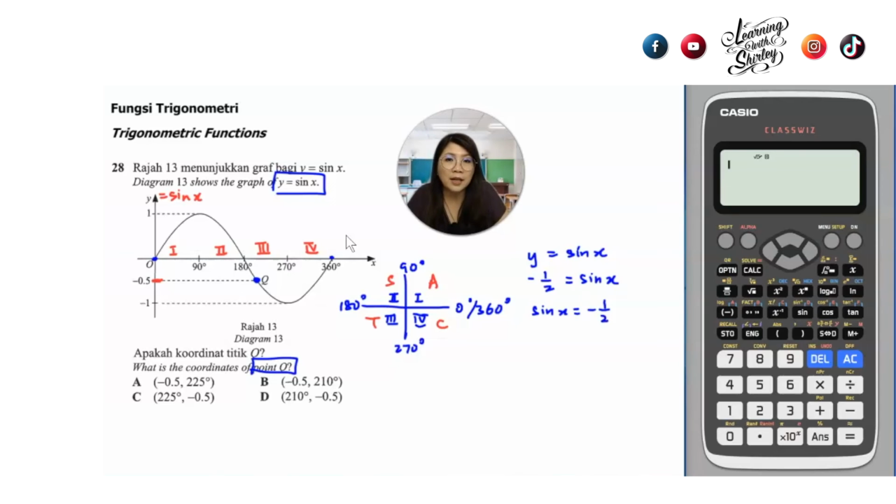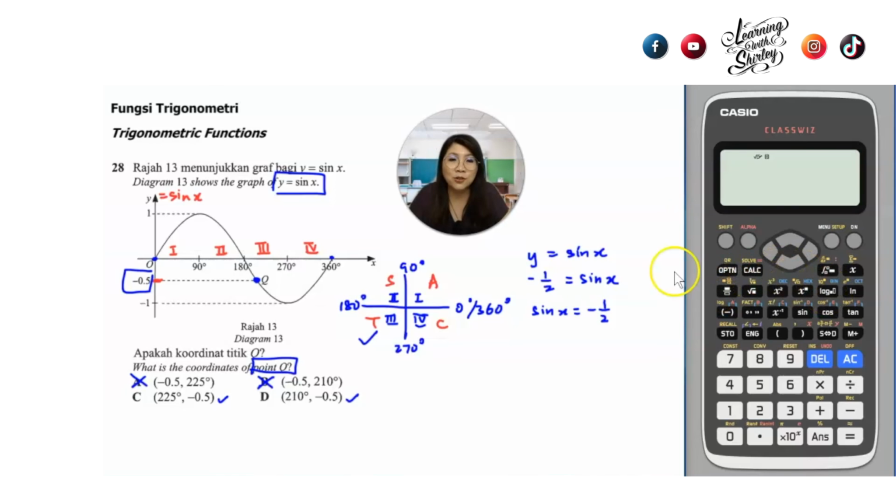When the sign is negative, it means that it's in the third quadrant, because in the third quadrant only tangent is positive. So we will know that the angle must be between 180 and 270, and our y is negative 0.5. Let's look at the options first: A, B, C, D. Our y must be negative 0.5. So here, C or D, which means that answers A and B are incorrect. Here is 225, here is 210, both in quadrant 3. So we need to work out the actual answer.